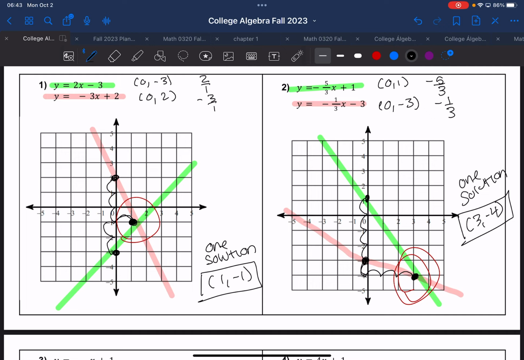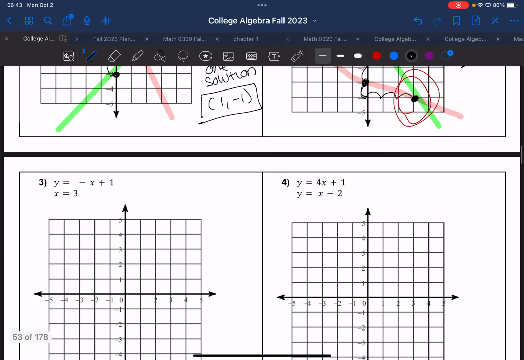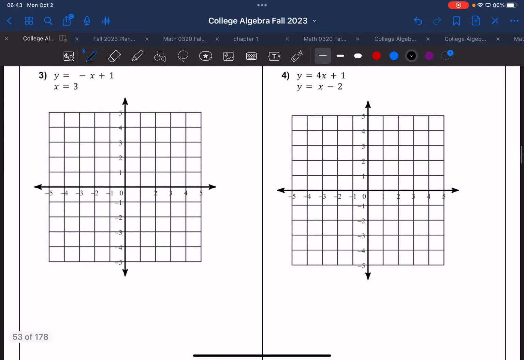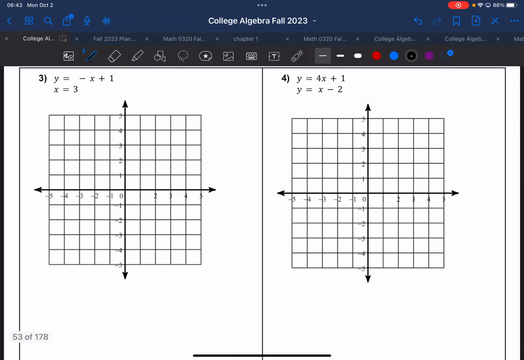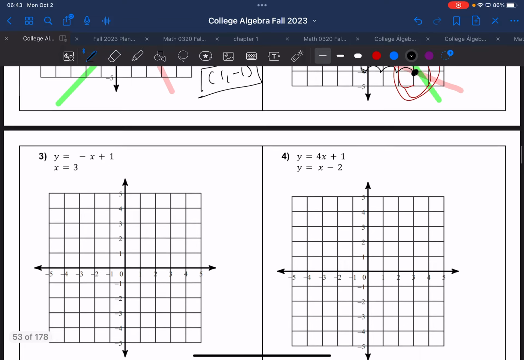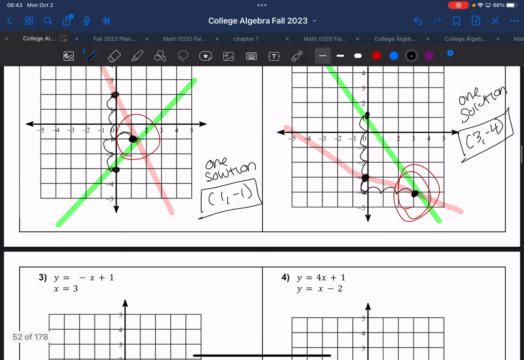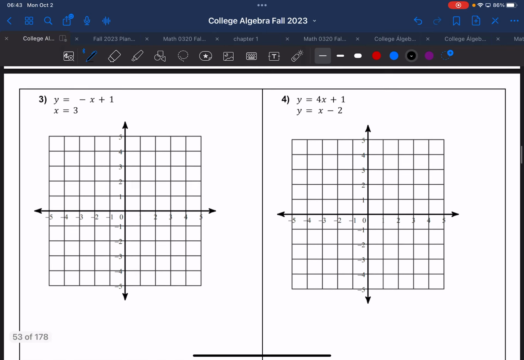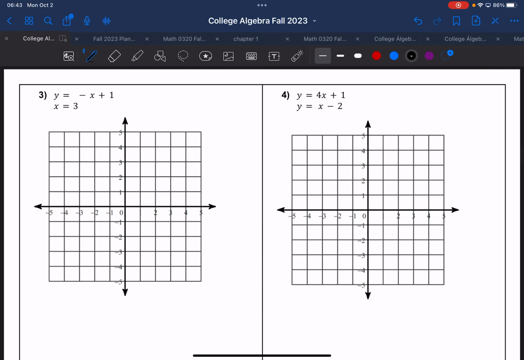Okay, and again, there's several methods to solve system of linear equations. Today we are just looking at how to solve them by graphing. You said that was a 1 point, right? Yeah, 1 solution. Anytime it crosses and intersects, it's always 1 solution.